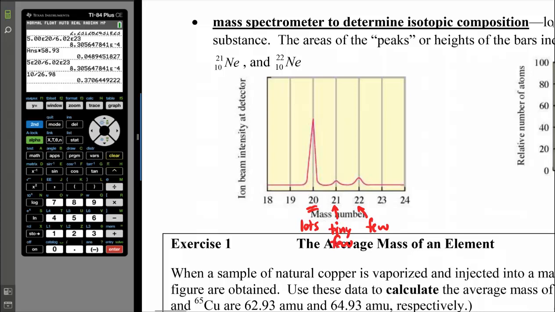So the most dominant size of neon then is 20. Therefore, the average is probably pretty close to 20. But because there are some heavier ones, 21 and 22, the average atom of neon has a mass of just a little more than 20. Okay, so we can gauge that just by looking at the graph. Lots of 20s, a few 22s, and just a very few 21s means the average atomic mass will be just a little bit greater than 20 AMUs. So just a little bit more than 20.